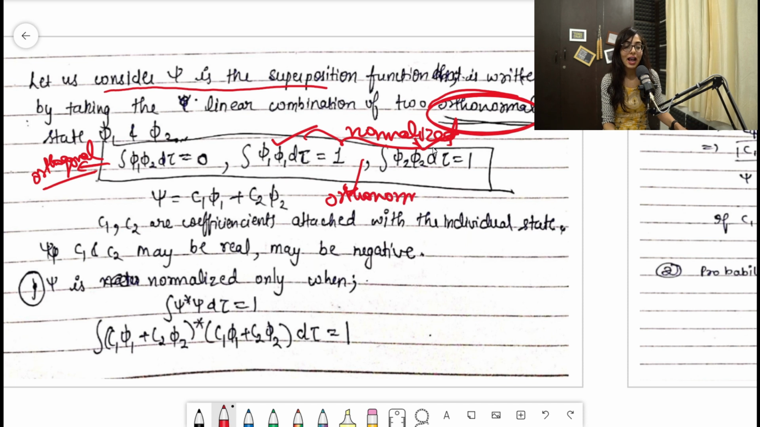Fine. So guys, I want to give you one warning for questions. Whenever you are attempting a question on this superposition principle, always guys, you have to take care of one thing. You will always see whether this function is normalized or not.